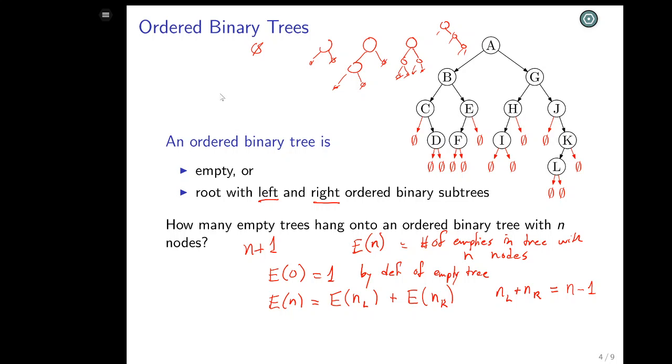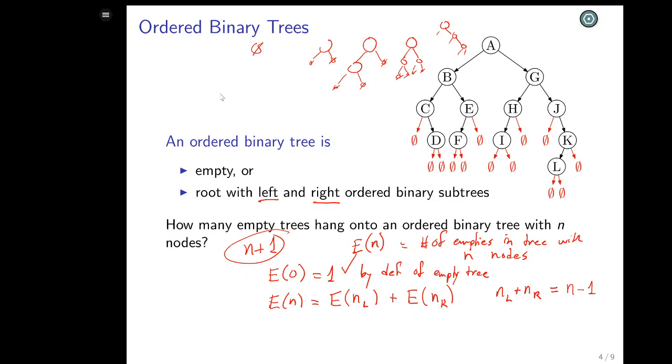And we have a guess that the solution to this recurrence relation is n plus 1. Let's see if that's right. Well, in the case when n is 0, it's right. In the case when n is bigger than 0, we're going to assume by the inductive hypothesis that the claim is true for trees with less than n nodes in them, and we're going to show that it's true for trees with n nodes in them.